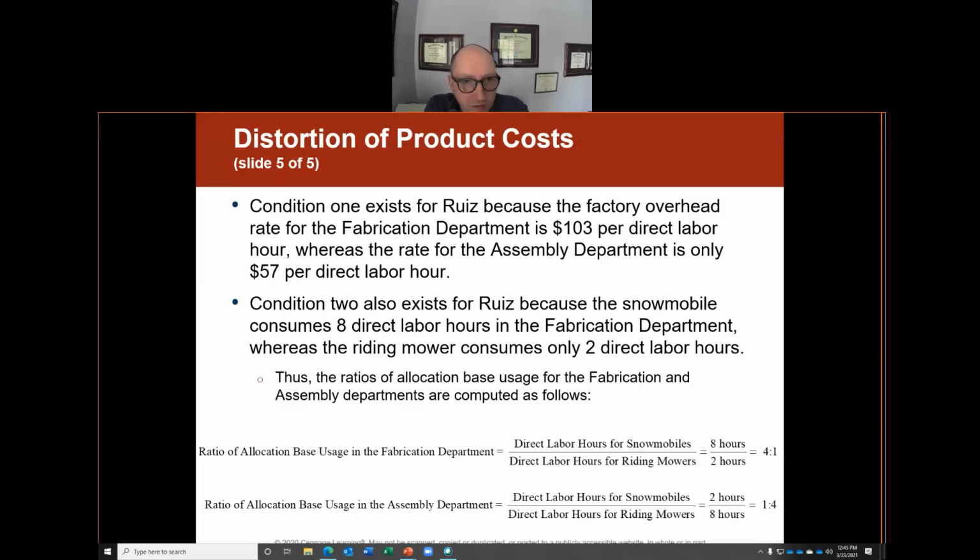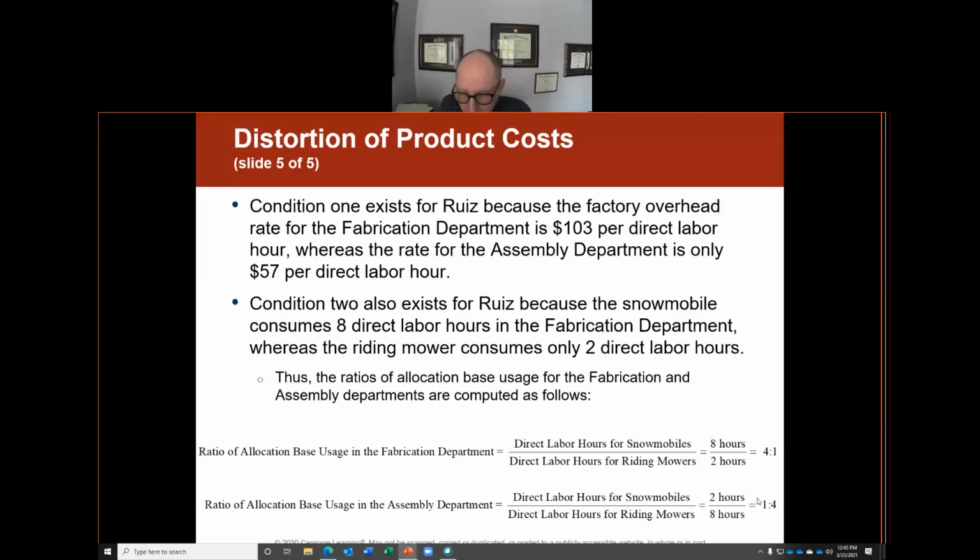Now, it's important that we find the ratio of allocation base usage within each department. This information tells us how well we are utilizing our departments. And to find that, we take the direct labor hours for one product divided by the direct labor hours of the other product for each department. For example, in the fabrication department, we use 8 hours for snowmobiles and 2 hours for riding lawnmowers. It's a 4-to-1 ratio. That tells me I'm using 4 more hours or usage for snowmobiles than I am for riding lawnmowers.